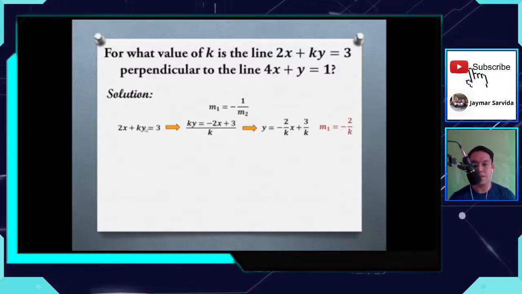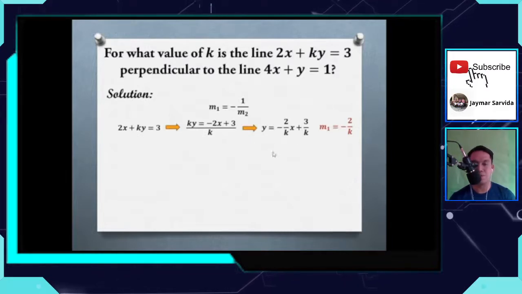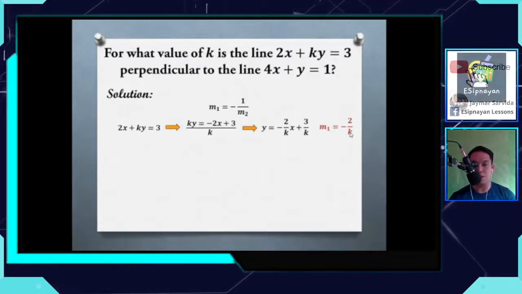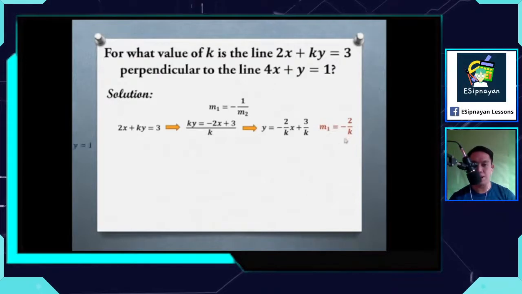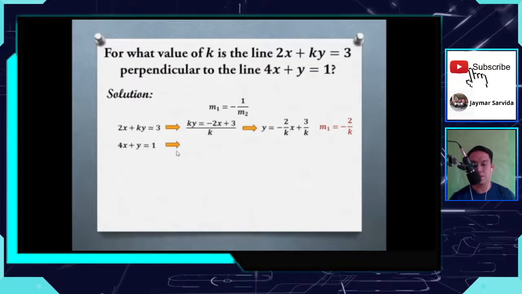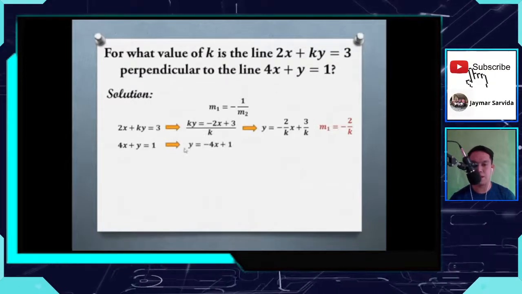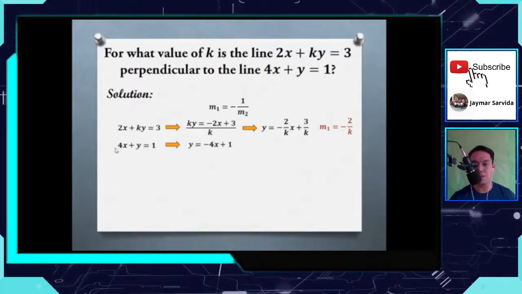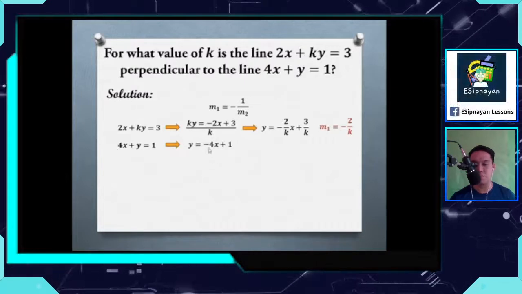Then, hanapin natin yung pangalawang slope. So, yung ating pangalawang line, which is 4x plus y equals 1, gawin din natin siyang slope-intercept form. So, that will become y equals negative 4x plus 1. So, dito, yung ating slope is negative 4.